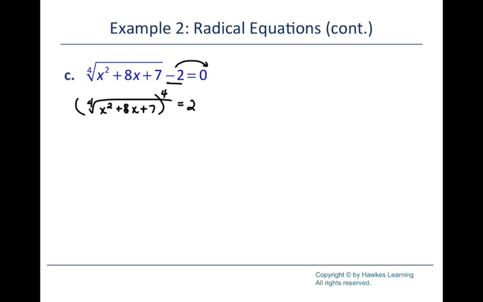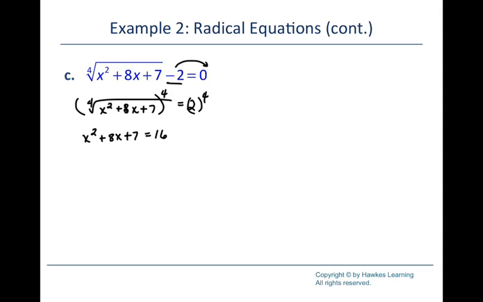to undo the... So a 4th root to a 4th power lifts the radical. You have x squared plus 8x plus 7. 2 to the 4th is 16. 2 times 2 times 2 times 2. 2 times 2 is 4, times 2 is 8, times 2 is 16.